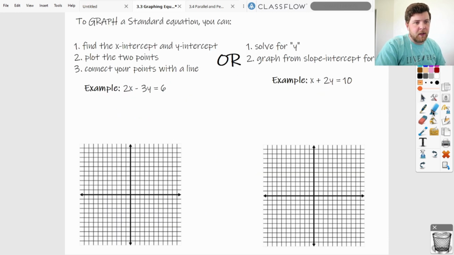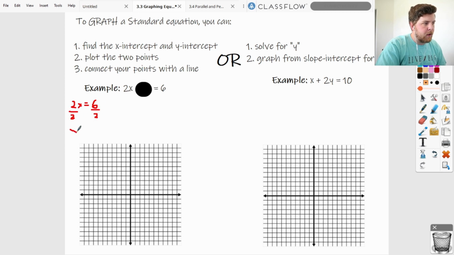Okay, to do that same thing, if I want to find my x-intercept, I'm going to cover up the y and pretend it's not even there. Really, what is this saying? It's saying 2x is equal to 6. Well, how do I get x by itself? I divide by 2. And I'll get x is equal to 3.